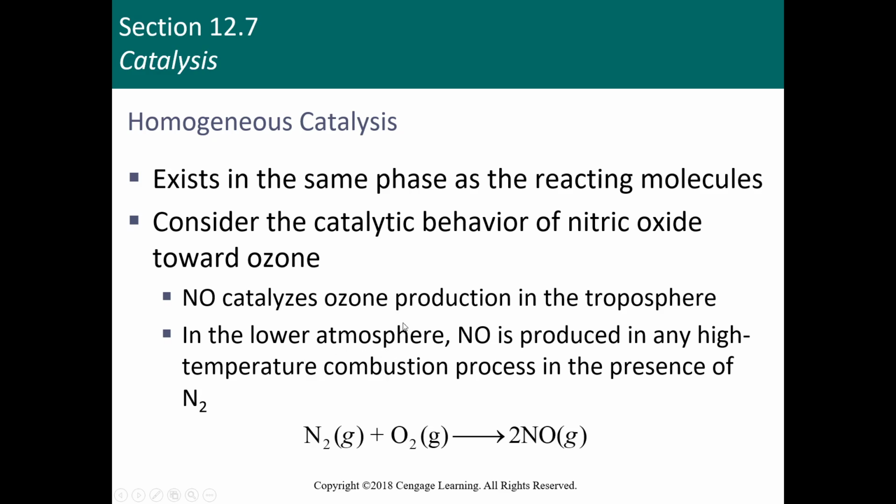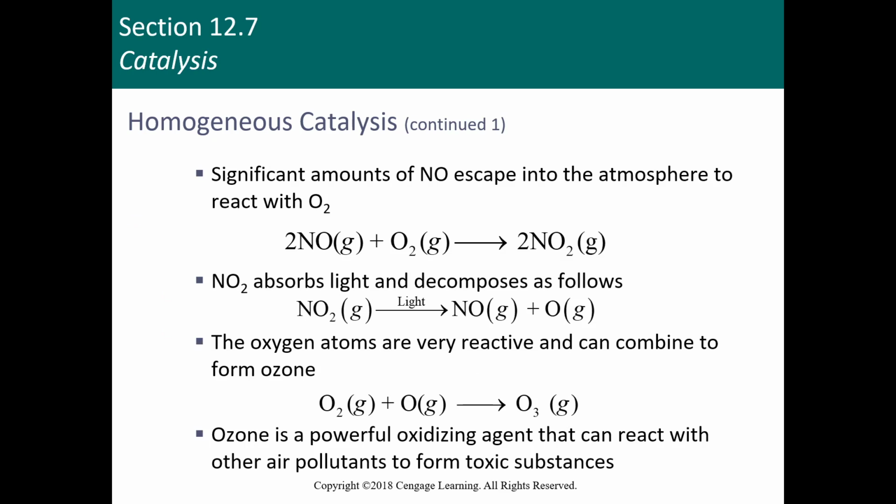So NO catalyzes ozone production in our troposphere. Troposphere is where we live, by the way. In the lower atmosphere, the NO is produced in high temperature combustion processes in the presence of nitrogen. This is actually where the NO in car engines comes from, because 71% of the atmosphere that we're burning in our car is nitrogen. Normally those don't react, but if it's high enough temperature, they will react with the oxygen, which is what we're using to burn the fuel. And this creates NO, nitrogen oxide.